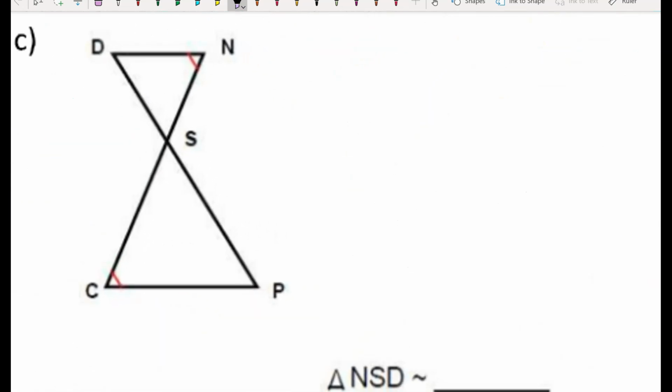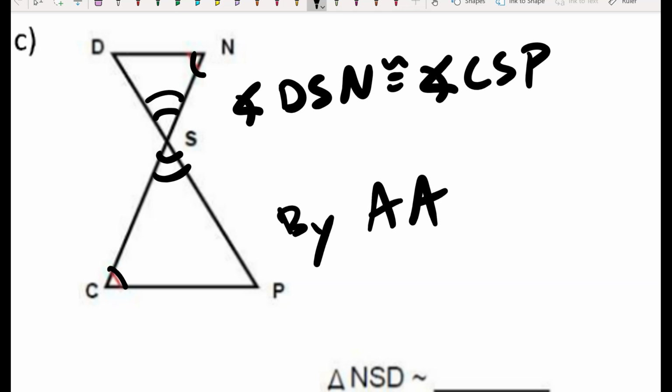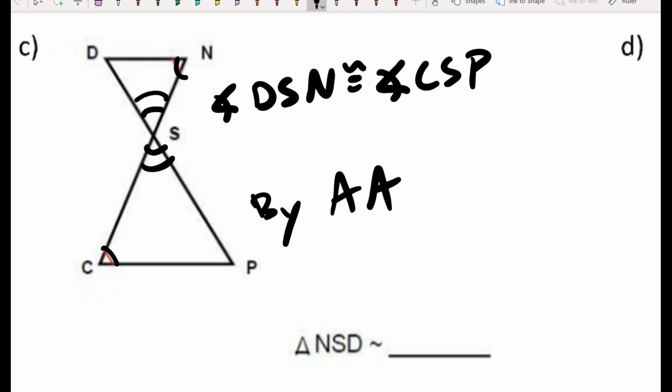Now C is a little bit easier for us because there's actually no work we need to do. They've marked that angle C is the same as angle N, and I also recognize that I've got these congruent vertical angles for angle DSN and angle CSP. So by angle-angle, these two triangles have to be similar. So triangle NSD is similar to triangle CSP. Again, just be careful about the order of the letters there.